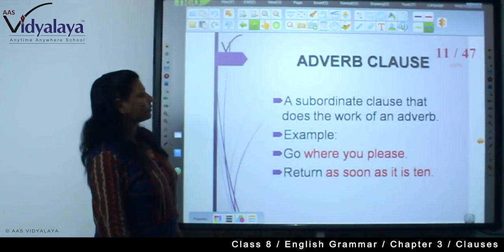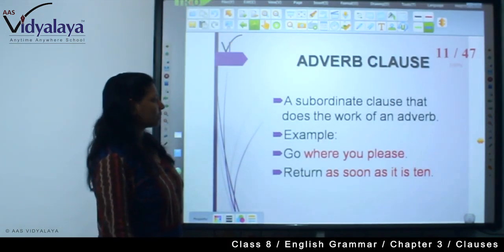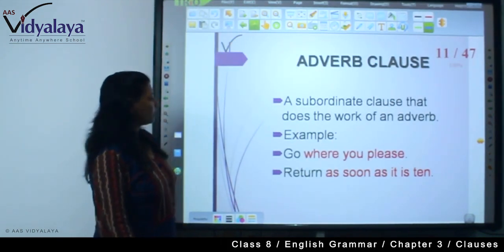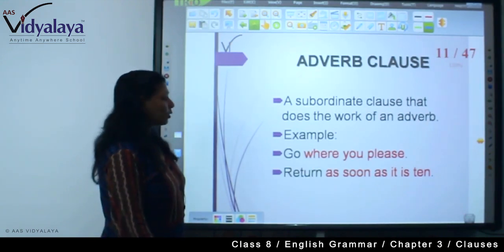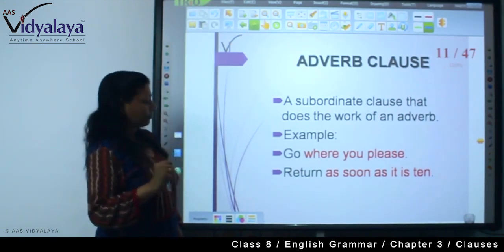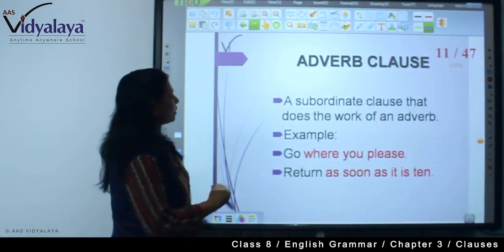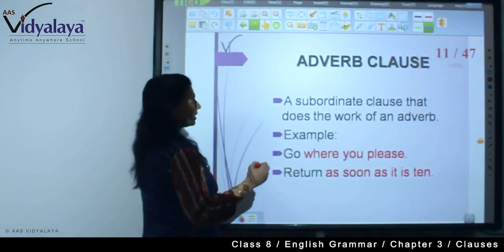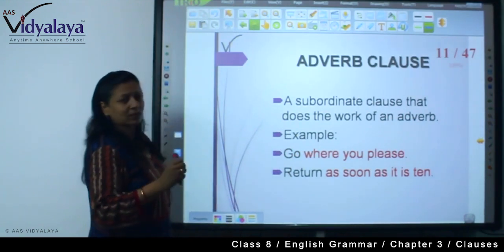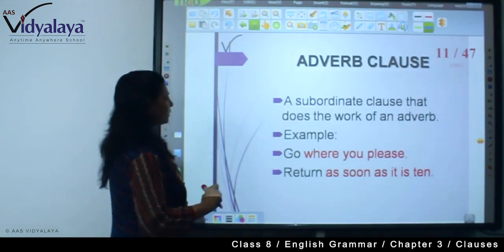Second is an adverb clause. A subordinate clause that does the work of an adverb is an adverb clause. Go where you please. Now return as soon as it is 10. So this is the thing where we are using an adverb clause that works as an adverb.